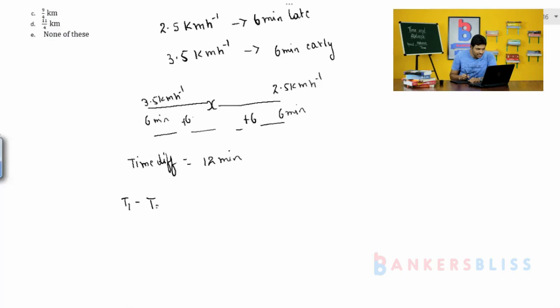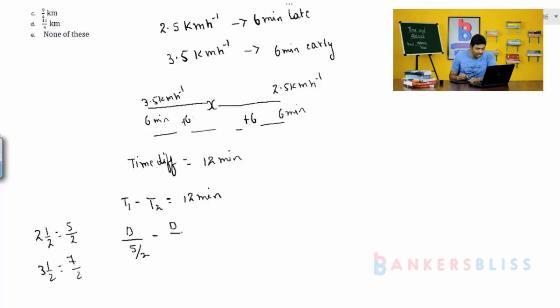T1 minus T2 is equal to 12 minutes. So now T1 means what? Distance by time, distance by speed. So distance divided by speed 2.5 kilometer per hour, that is equal to 5 by 2. So here I can write 5 by 2 minus 3.5 kilometer per hour, 3.5 kilometer per hour I can write 7 by 2.